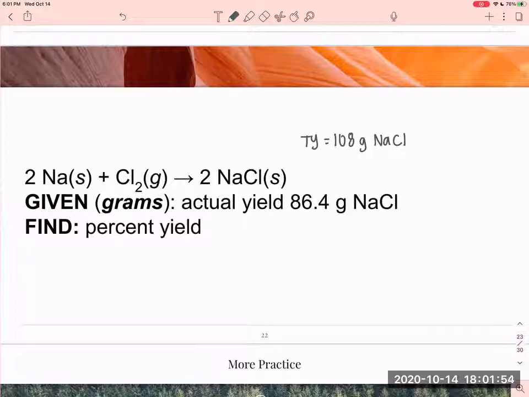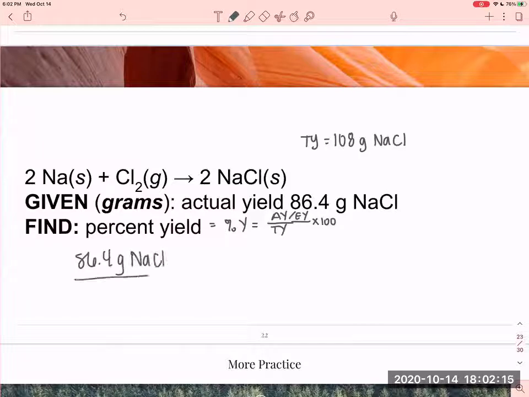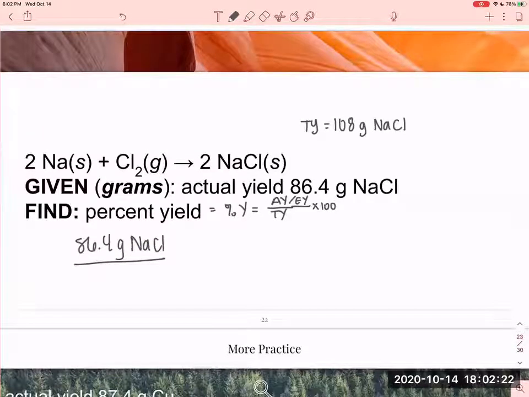Okay, my percent yield is gonna be, go ahead and write this out because it's gonna help me. Actual yield or experimental yield over theoretical yield. So whatever term that you're using is fine, actual or experimental, times 100. What's my actual yield? 86.4 grams of sodium chloride. And guess what? The substance and the unit have to be the same if you want it to cancel to give you a percent that doesn't have a unit or a substance besides a percent sign. So we have to make sure that that cancels out.